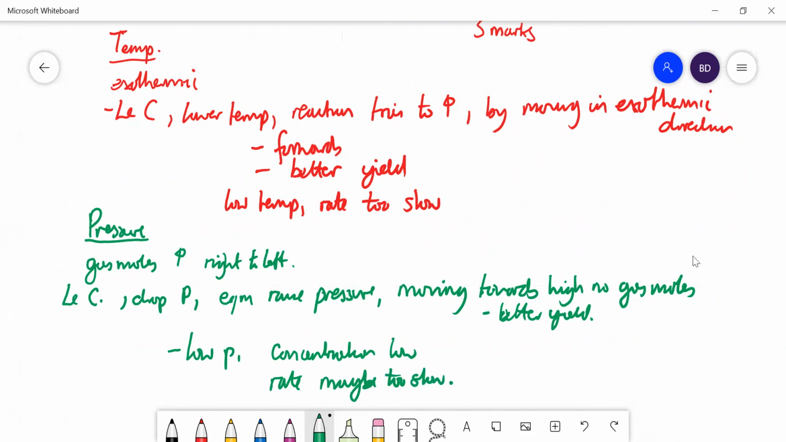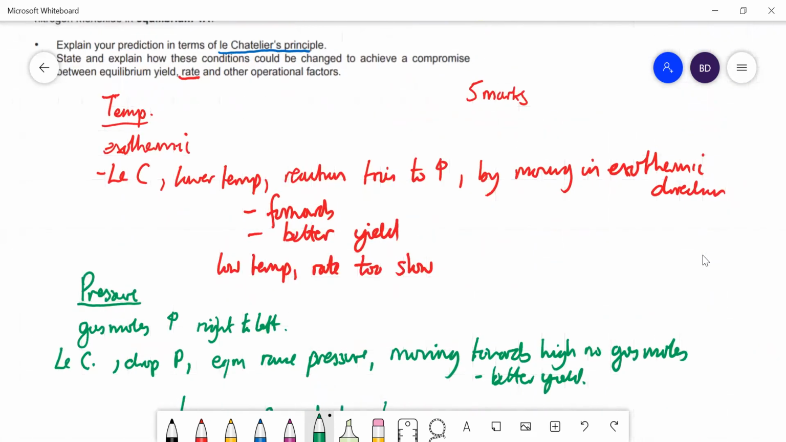They did say other operational factors, and they're usually talking about cost there. Well, having low pressure usually makes it cheaper, and having low temperature usually makes it cheaper. So you wouldn't change those conditions on a basis of cost. It's the rate here which is the important thing. Both of them, to give you a good yield, are going to give you a low rate, so you might not actually use the prediction that we put there.